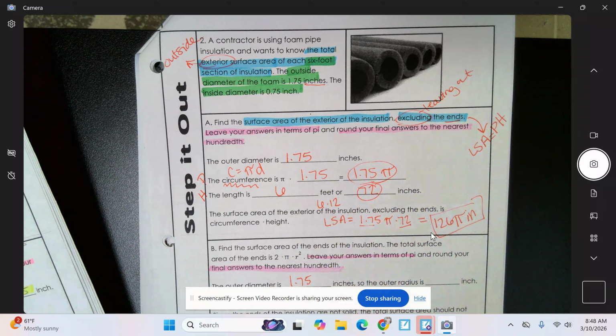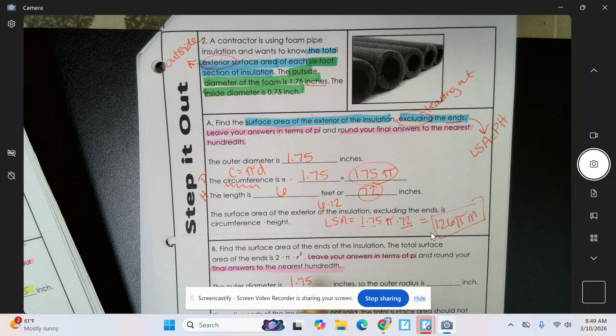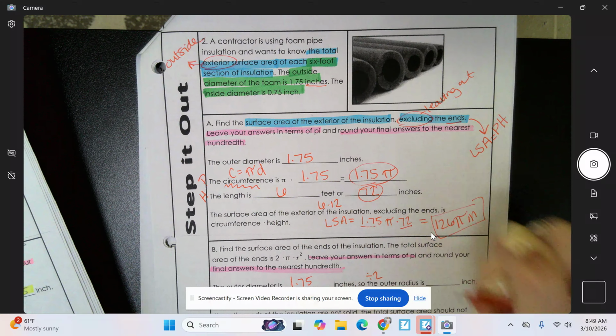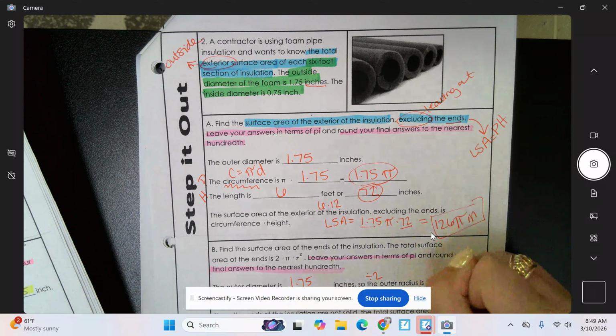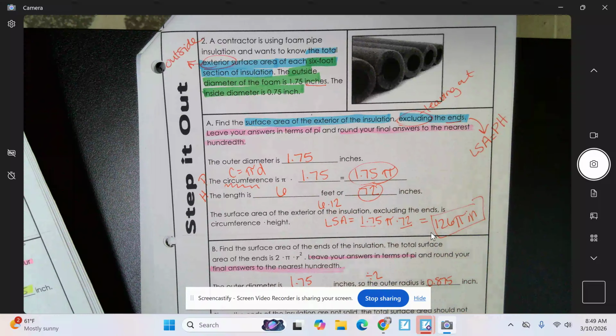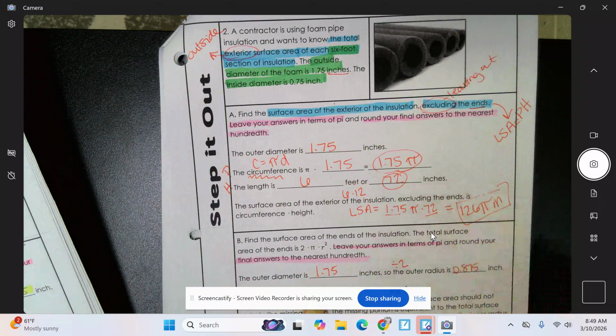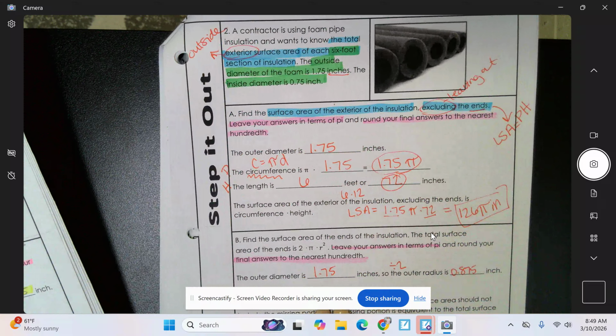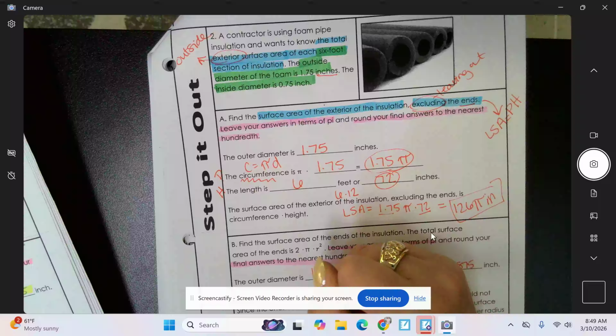What would the radius be? Remember when we're talking about the base, we're finding the area of the base, right? And when I have the area, I need the radius, not the diameter. So we have to take 1.75, divide it by 2. 0.875. So we're going to find the surface area, or just the area of this big circle. Okay, and because we have 2 of them, we have to multiply it by 2. That's why there's a 2 here.